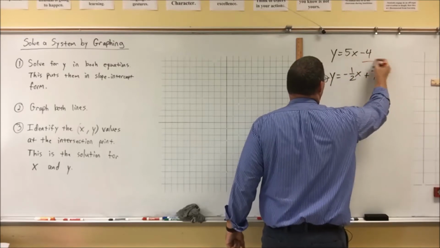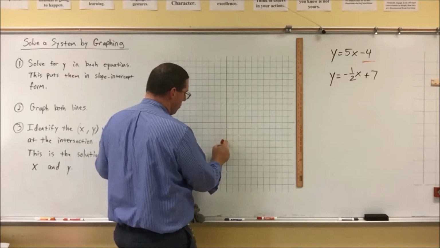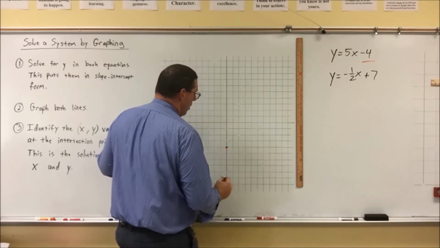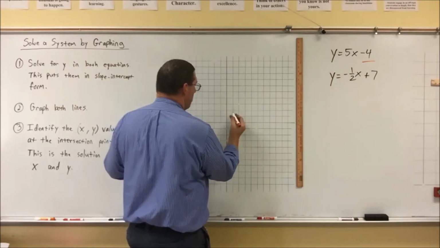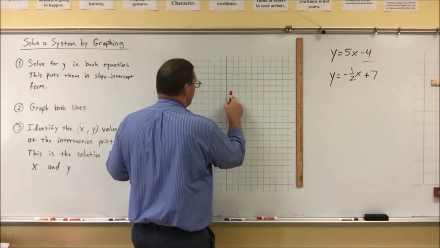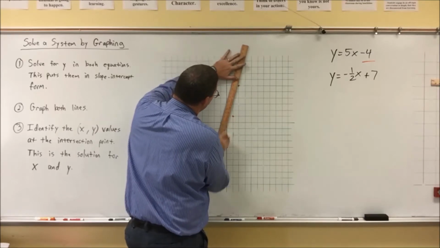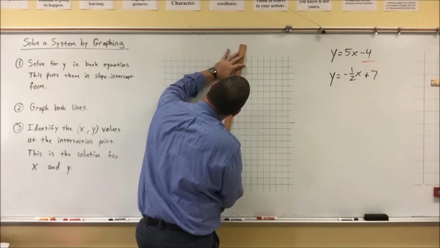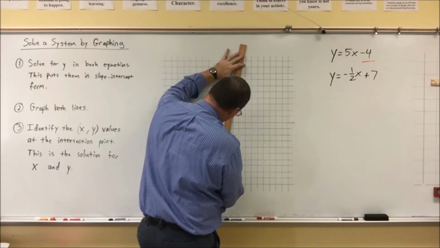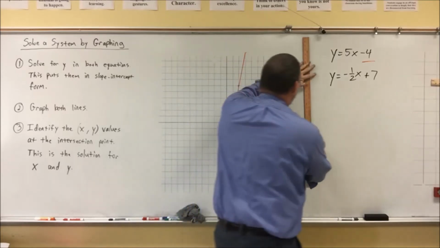The first one is 5x minus 4, so I'll go to a y-intercept of negative 4 from the origin. 1, 2, 3, 4. And then this one has a slope of 5, so I'm going to go up 5 and over 1. And just in case, I'm going to go up 5 and over 1 one more time to make sure that I get a good set of dots that I can draw through. There we go. Let's draw right through there. There's that line.